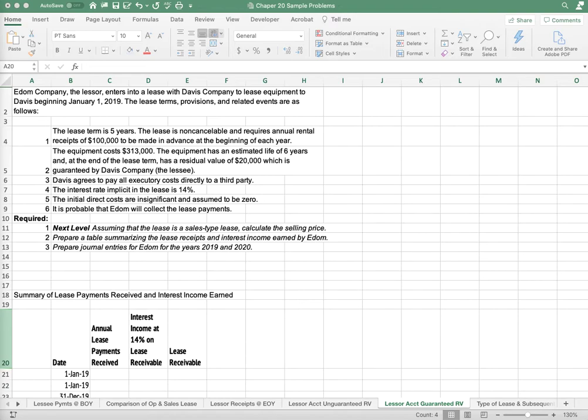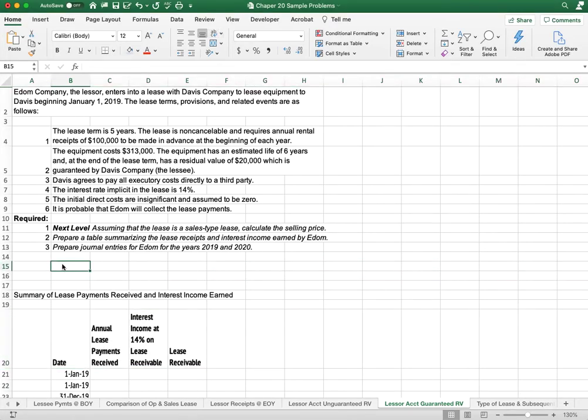Davis agrees to pay all executory costs directly to a third party. The interest rate implicit to the lease is 14%. The initial direct costs are insignificant and assumed to be zero. It's probable that A DOM will collect these lease payments. Assuming the lease is a sales-type lease, calculate the selling price.